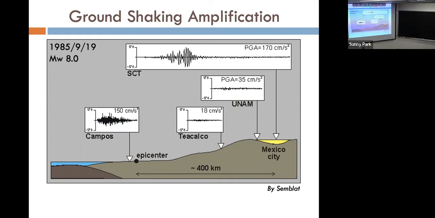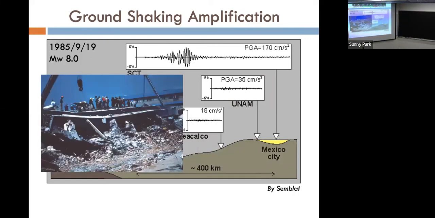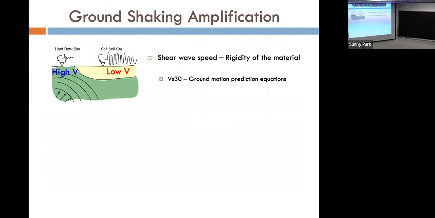That's because Mexico City sits on a prominent sedimentary basin. Unfortunately, because of that, we had a lot of damage in Mexico City, the most populated area, with more than 5,000 casualties and so on. Even though the earthquake actually happened quite far from Mexico City, we often call it the 1985 Mexico City earthquake. So that's another important reason to study shallow structure.